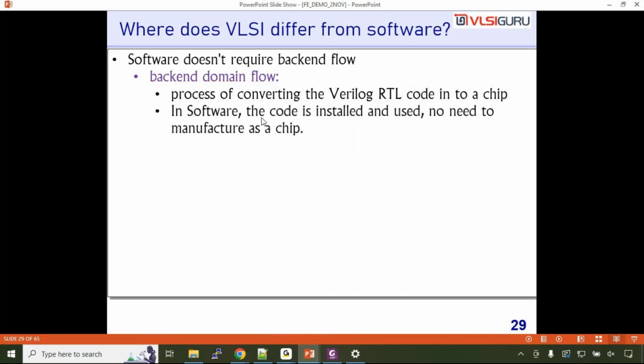In software, the code is installed and used. No need to manufacture it as a chip. You don't manufacture the software. You install the software and use it. Let's say you want to buy Microsoft Office. Does it come as a piece of hardware? No. It comes as an application that you install and use. So because of that, in software, you don't need to do fabrication. Hence, software doesn't have this.